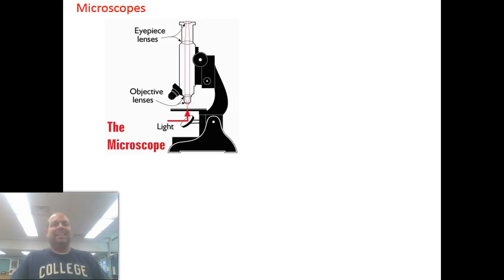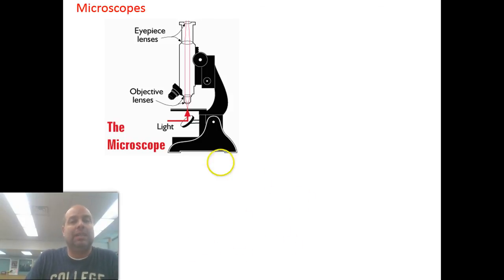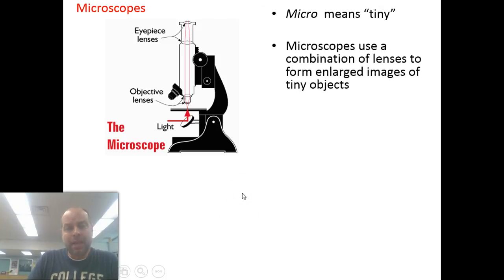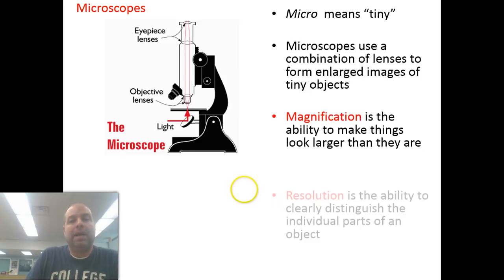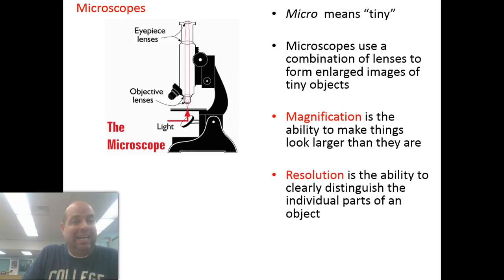All right, the last optical tool we're going to be talking about is the microscope. And this is the one we're going to be using in class. This is actually what we call a light microscope because it uses light in order for us to see. Now the word microscope, micro means tiny, so we use a microscope to enlarge tiny objects. So it enables us to see very, very small objects.